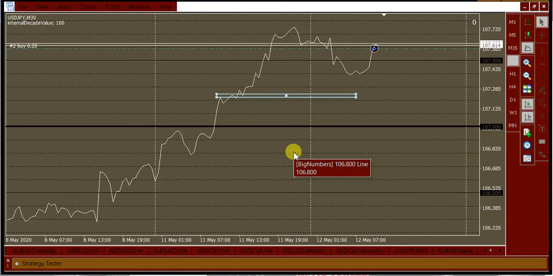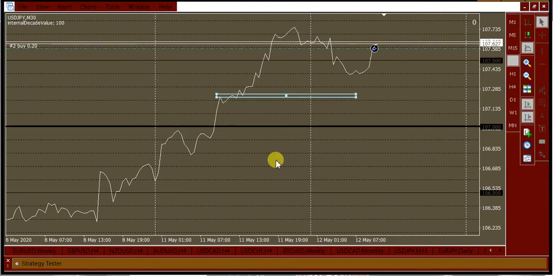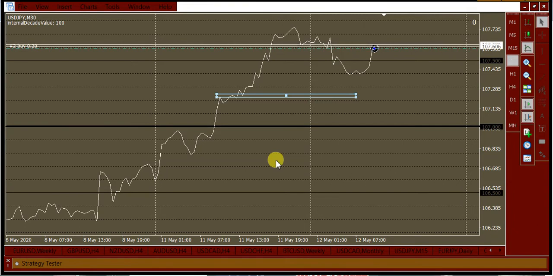The strategy tester inside of MT4. I'm using the half hour chart, and I'm going to trade the line chart because we only have one piece of data, and it's as simple as it gets. And we can see our entries and our exits.